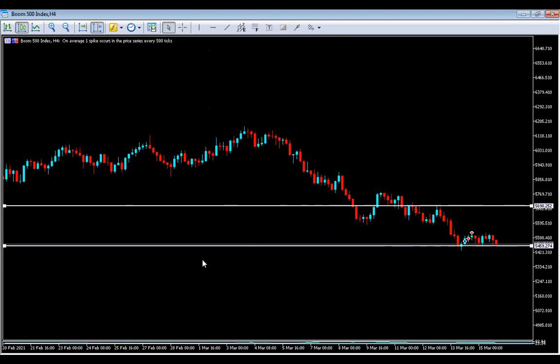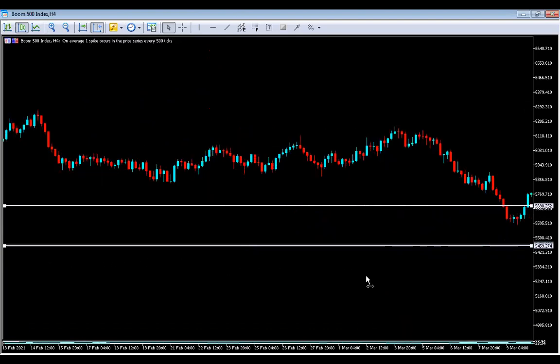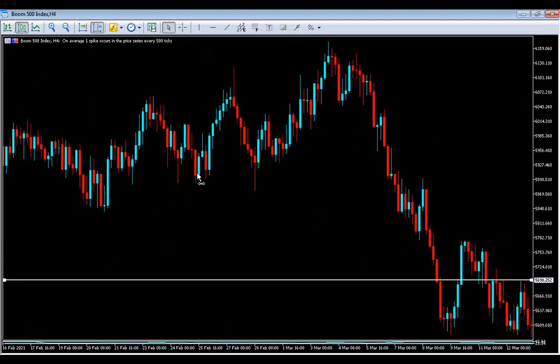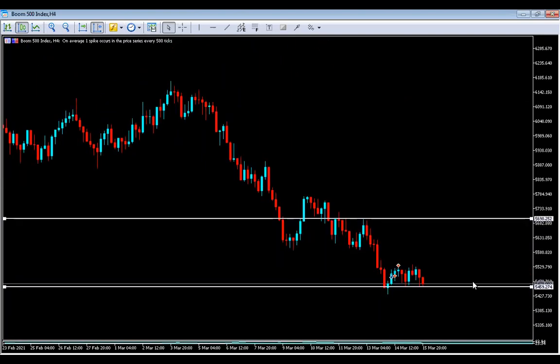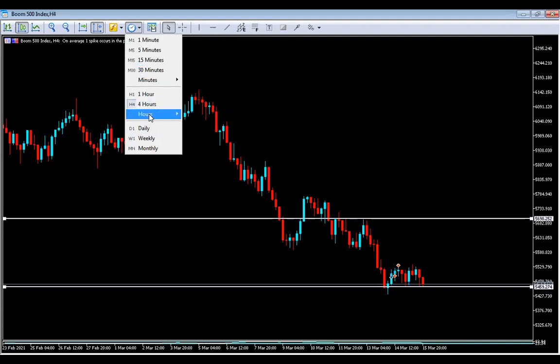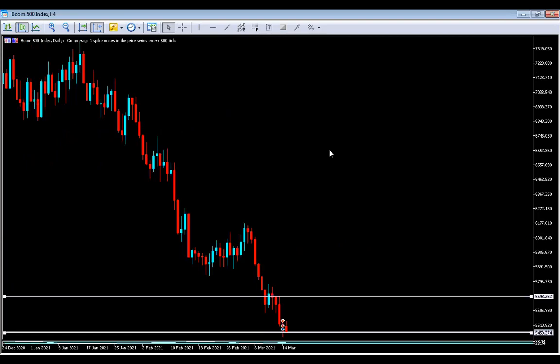there has been no activity at this junction in the past. So there's every tendency that if this breakout takes place, this market is going to sell so long until it finds an area where there has been activity in the past. And to view if you can see an activity in the past, you can go to your daily time frame.